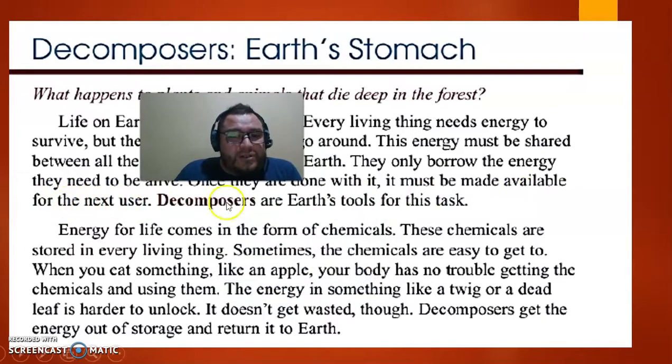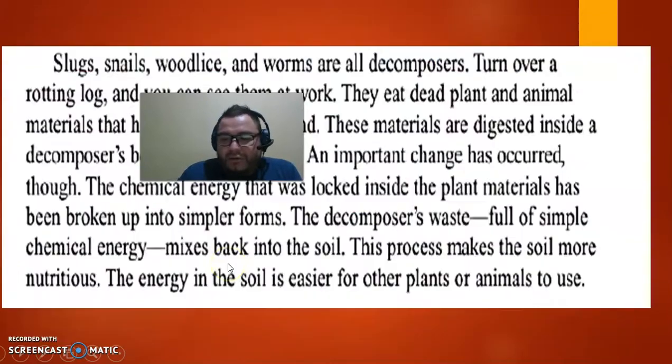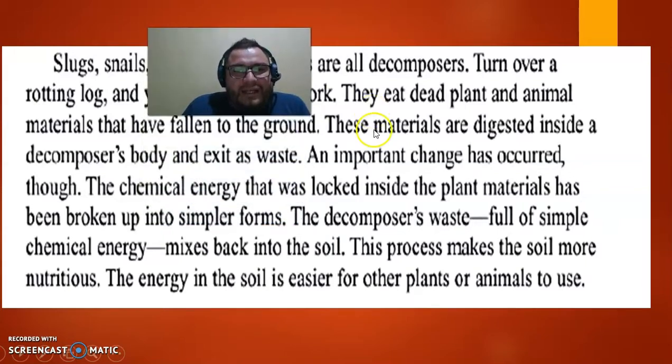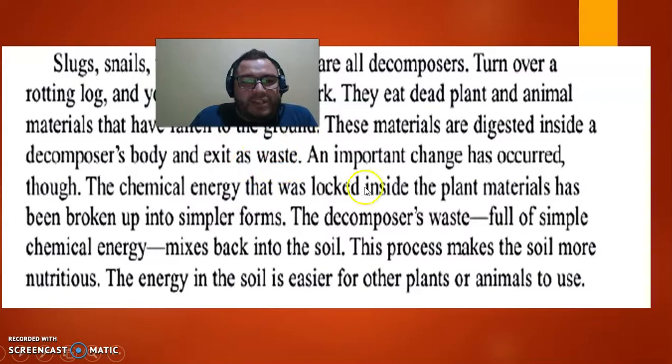The decomposers. Decomposers are Earth's tools for this task. So in conclusion, some examples of decomposers are slugs, snails, woodlice, and worms, which turn over rotting logs, and you can see them at work where they eat dead plants and dead animals, materials that have fallen to the ground. These materials are digested inside a decomposer's body and exit as waste. An important change has occurred to the chemical energy that was locked inside the plant.